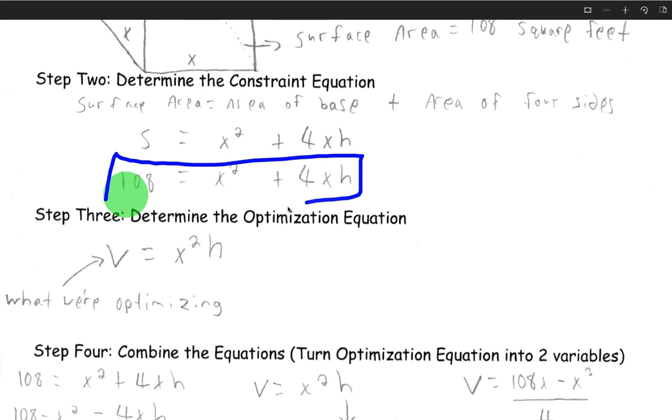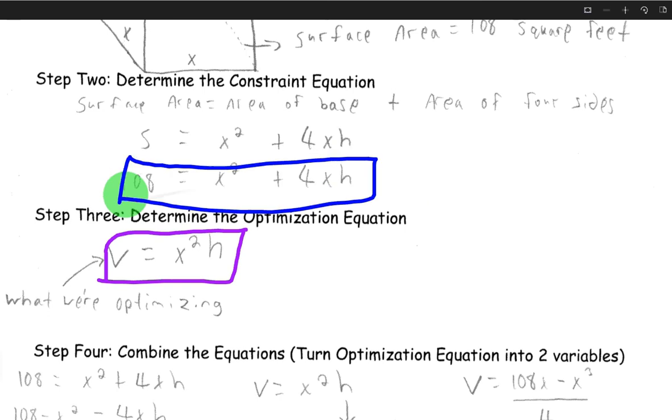Okay, I'll just go ahead and square that off. And here is our optimization equation. So notice the constraint equation has an x and an h in it, and so does volume. Now, a lot of times, actually, it's not going to matter which variable you eliminate. You can still solve the problem either way. We ultimately want to maximize volume.